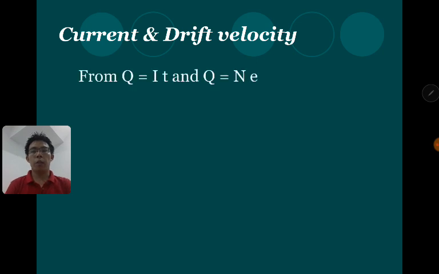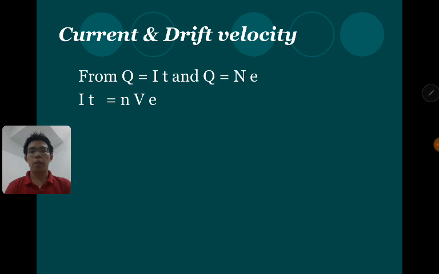First of all, we have the equation Q equals IT, and we also know that total charge equals the number of electrons times the charge of one electron. So now we are going to put these two together. It becomes IT equals nVe. So why is it nVe?